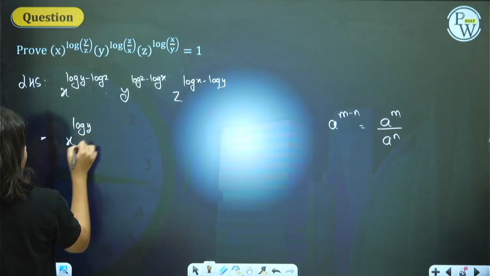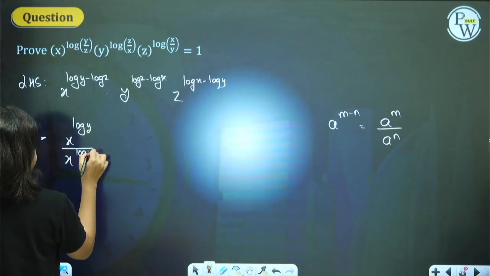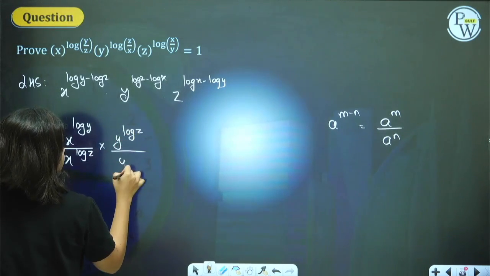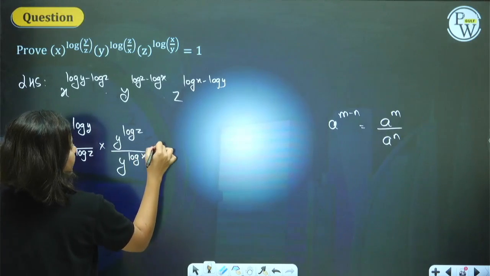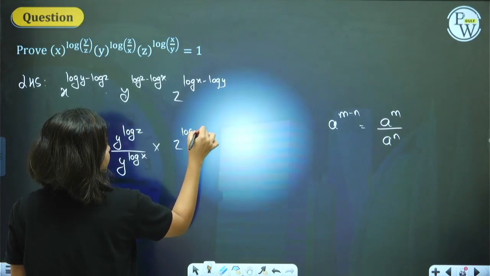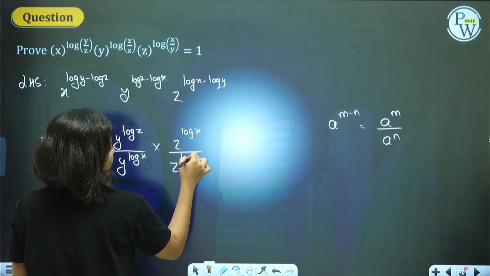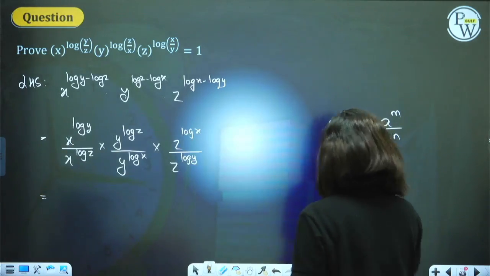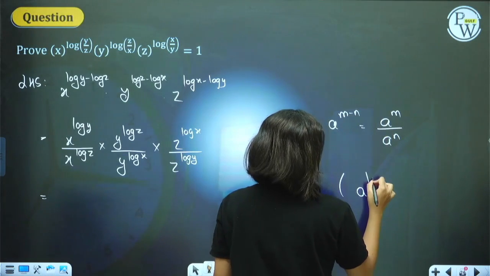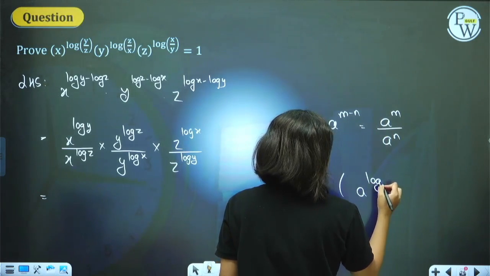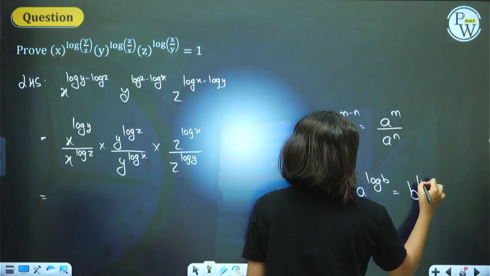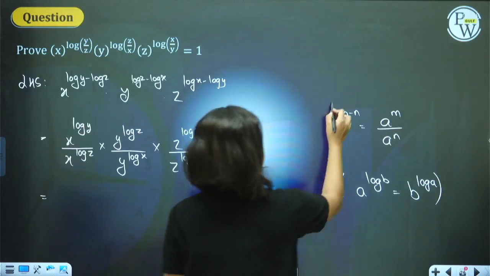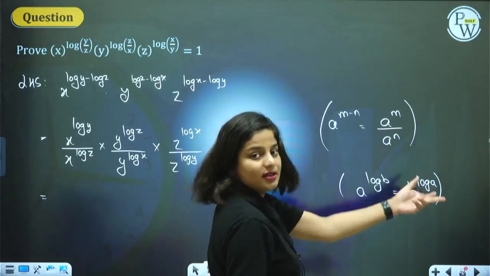x raised to log y upon x raised to log z, into y raised to log z upon y raised to log x, into z raised to log x upon z raised to log y. Well. One more very nice property. A raised to log b is same as b raised to log a. Interchange a and b. A raised to log b is same as b raised to log a.